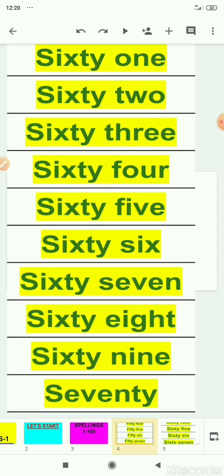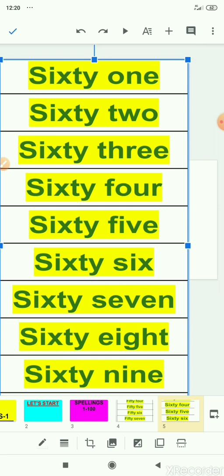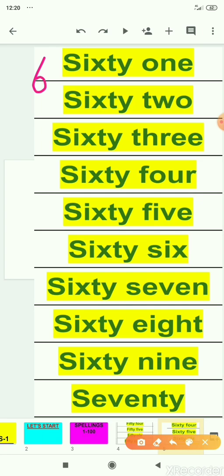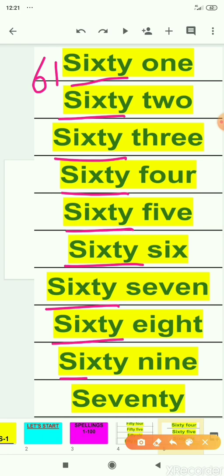After 60 we have 61. Here 6 belongs to 60, 1 belongs to 1. So the spelling of 60 is common in each and every line. You can see here in each and every line, and the next spelling changes according to the number. If there is 1, we will write ONE. If there is 2, we will write TWO. If there is 3, we will write THREE. In this way we have to write the 60 spelling from 61 to 69.